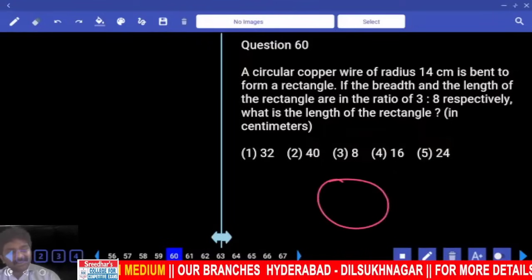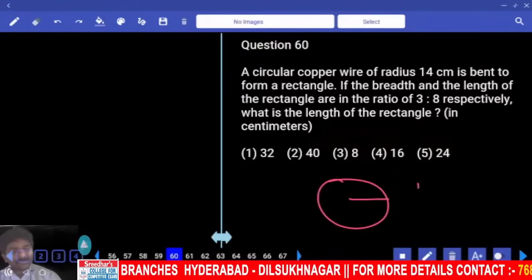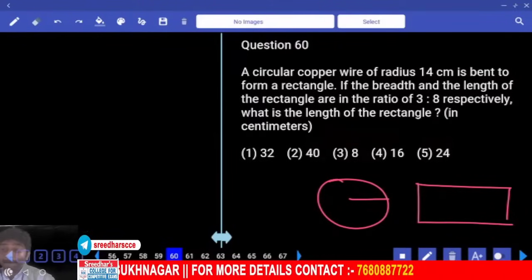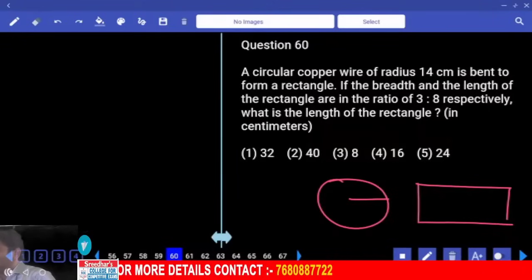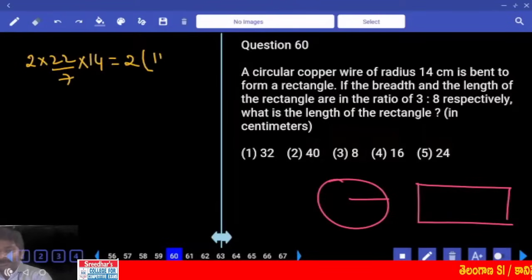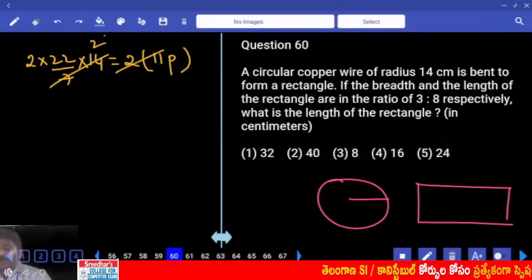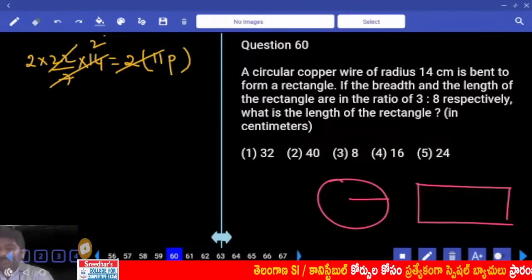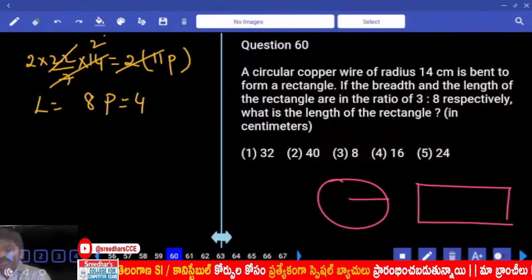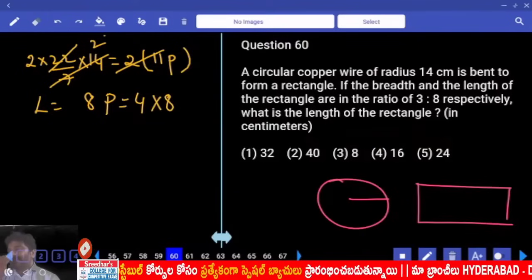If a circular wire of radius 14 is bent into the form of a rectangle, for circle and rectangle, what should be the same? Circumference, perimeter should be the same. Correct? Perimeter of the circle, 2 pi r with radius 14, is equal to the perimeter of the rectangle, 2 times (L plus B), which is equal to 11 parts. 7 2 times. 2 into 11, 22, 22 gets cancelled. P is equal to 4. The question is about length. Length is equal to 8 parts. 8 parts will be 4 into 8, 32.